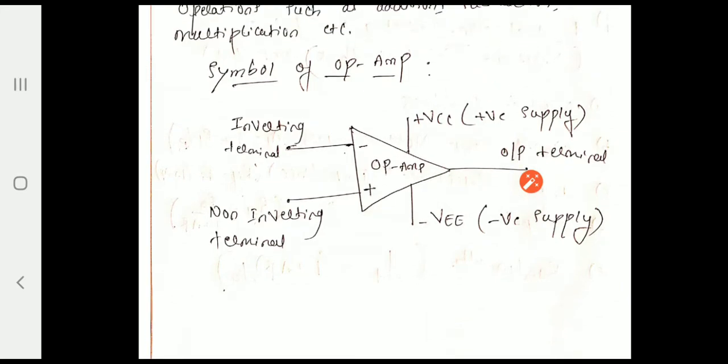Now, first I will start with the inverting terminal. The inverting terminal is connected to the negative sign, and the non-inverting terminal is connected to the positive sign. The negative sign indicates that it provides a 180-degree phase shift between the input and output. The positive sign means it generates a 0-degree phase shift between the input and output.